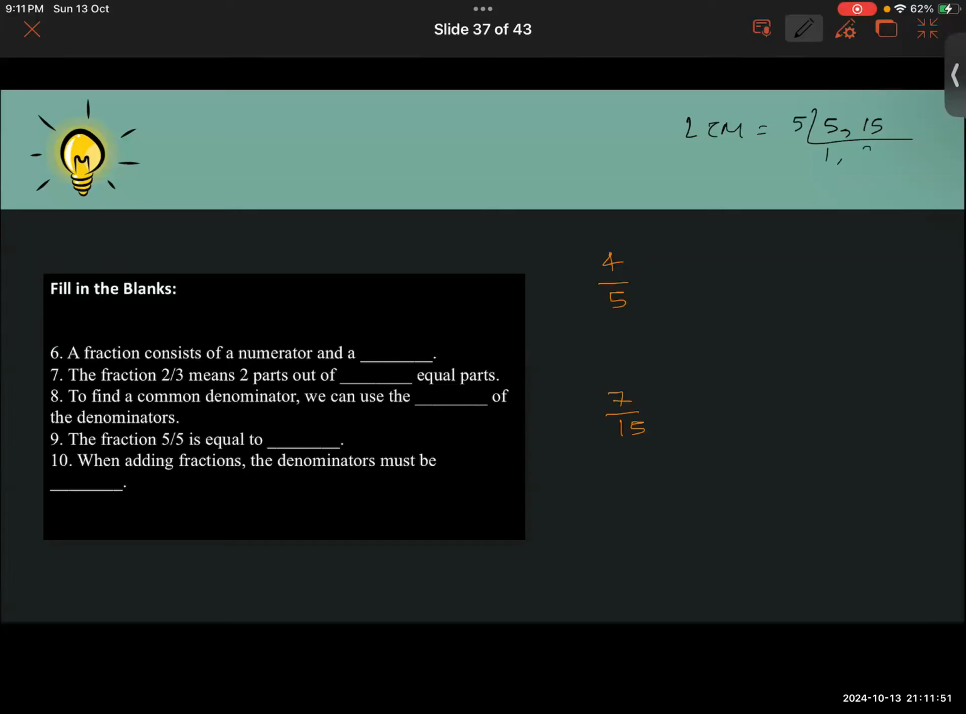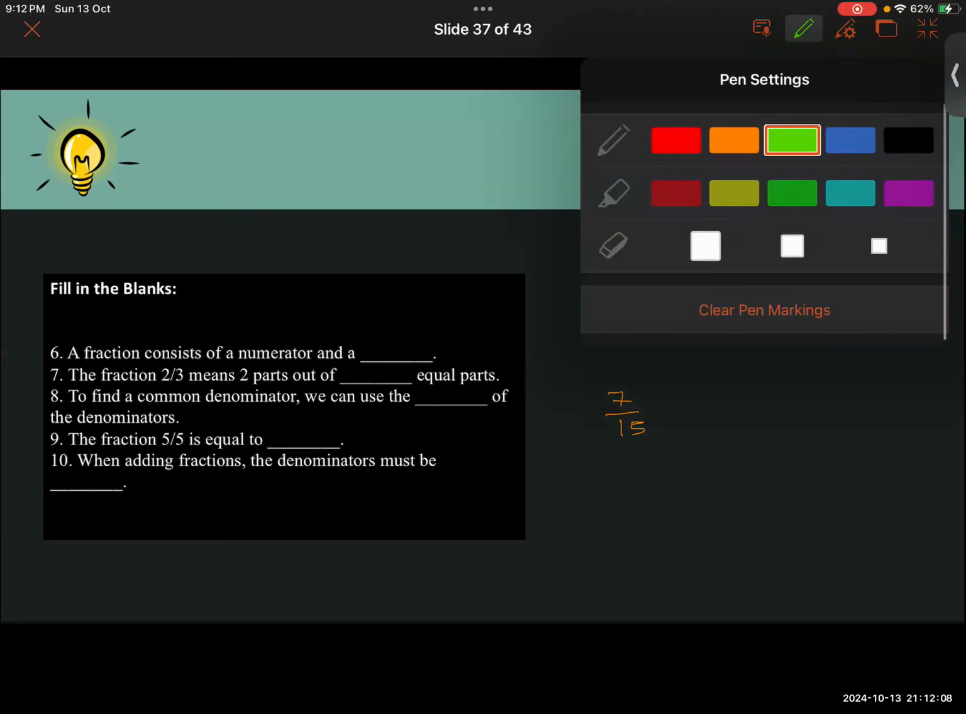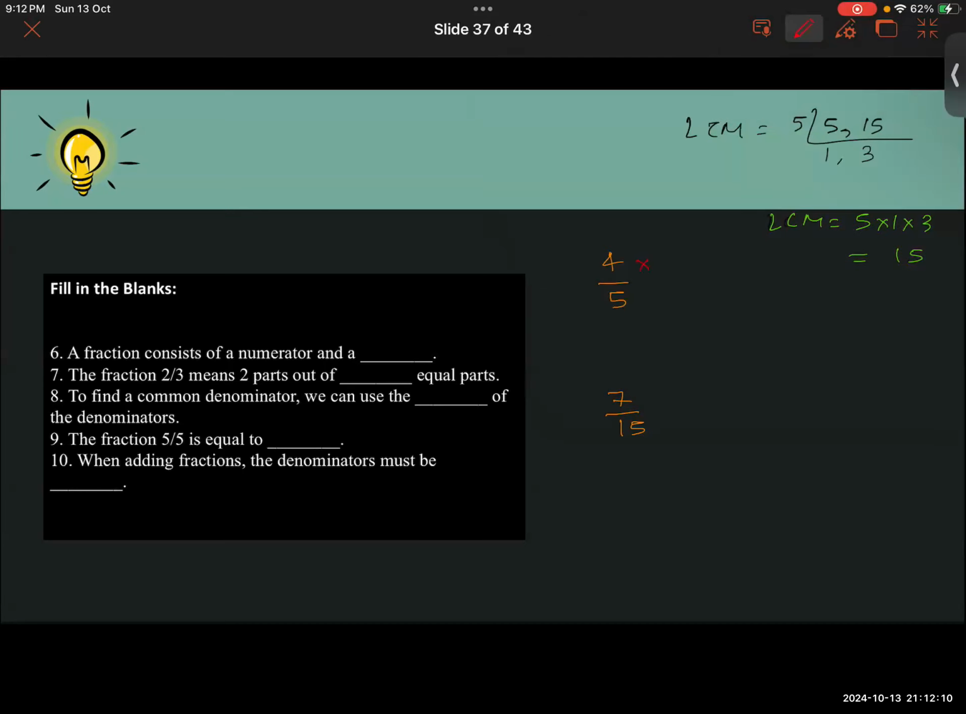5 ones are 5, 5 threes are 15. The LCM is simply going to be 5 multiplied by 1 multiplied by 3, no? 5 times 1 times 3. That is simply 15, no? How are you getting 30? That is not the right answer, okay? Now, can you continue from here or should I help you? No, I will. Okay, continue from here quickly.